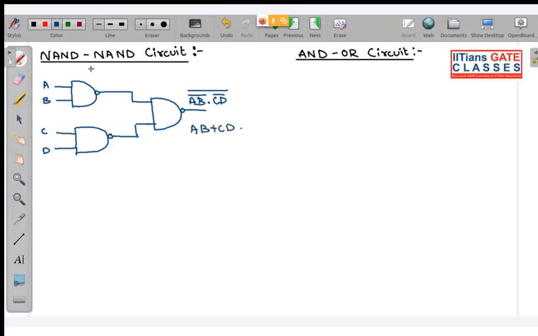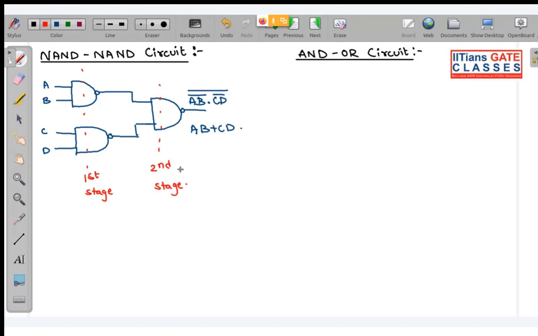So NAND circuit means what? In the first stage, we have two NAND gates. So this is the first stage. And in the second stage, we have a single NAND. So this is your NAND circuit.